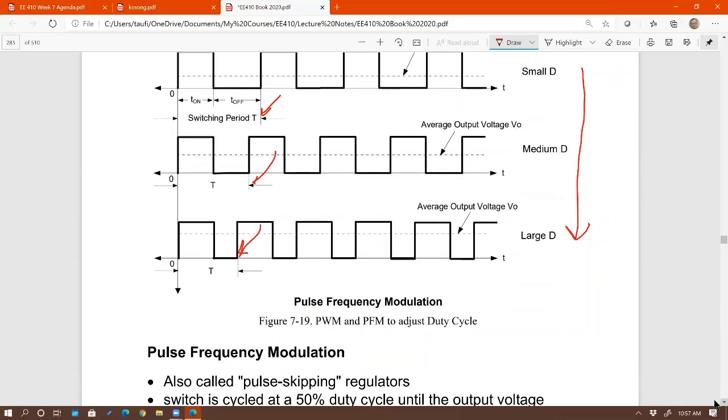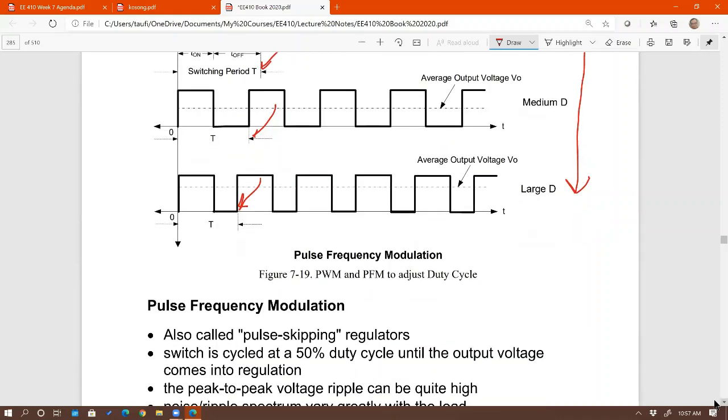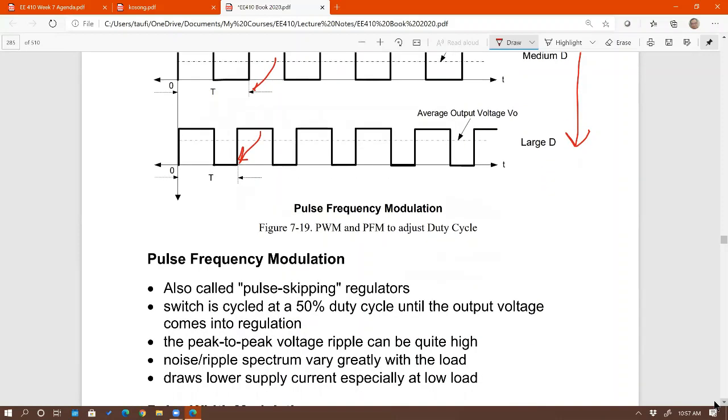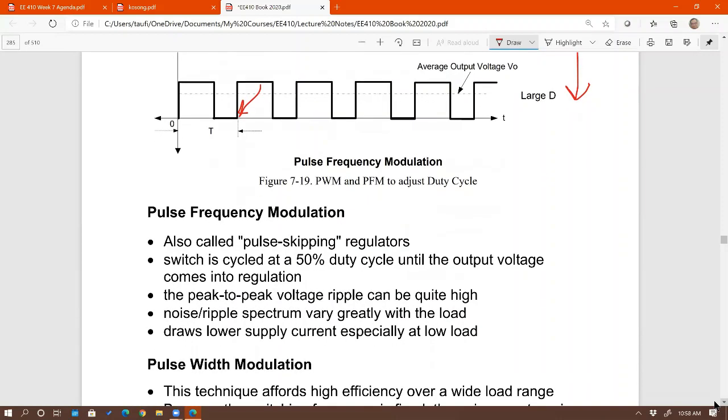Which one is more commonly used? Pulse width modulation. Right? Pulse width modulation is commonly used. Why? Because switching frequency is fixed. Imagine a filter, designing the filter for PFM. It's going to be tough, right? Because the frequency is changing to try to regulate the output voltage, right?